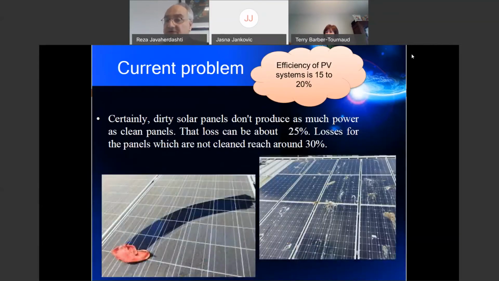Efficiency of photovoltaic, PV stands for photovoltaic. Efficiency of PV systems is around 15 to 20%. Now, imagine that due to factors such as dust or soil or anything of that sort, the efficiency of your solar panels could go down. You could experience losses like 20, 25% or even more.